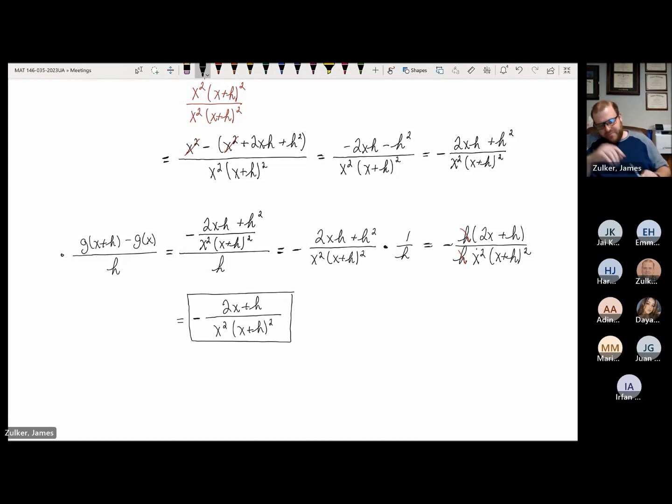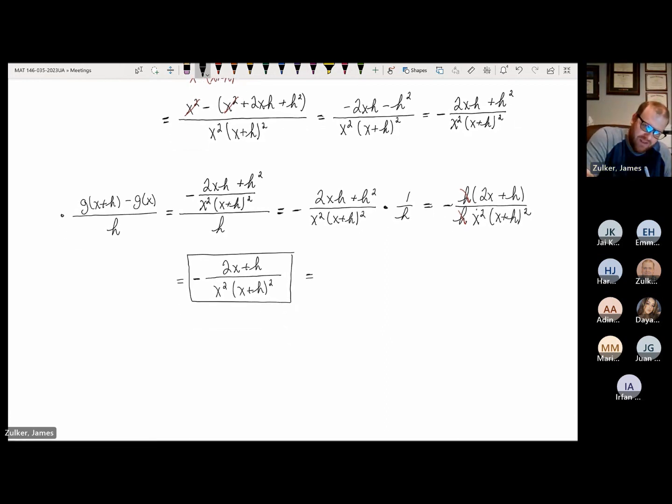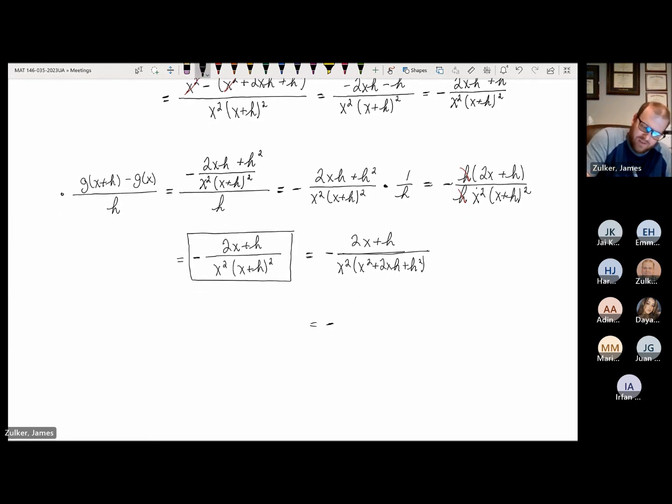And so it is custom, it's tradition to leave the denominator factored like that, not to expand out and distribute the x squared through. Are you incorrect if you do it? No, right? So you could also write it this way. Or this way. They would all be equivalent.